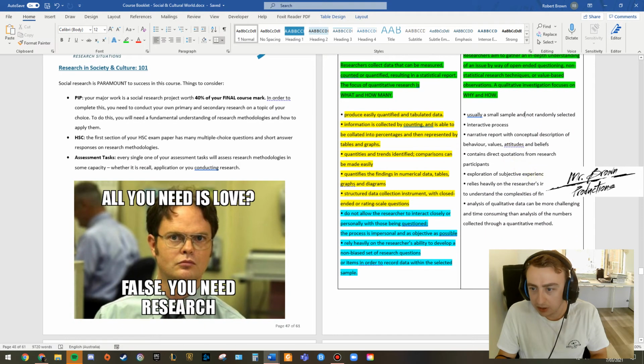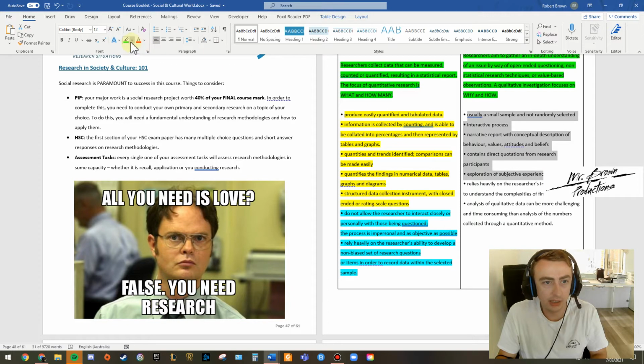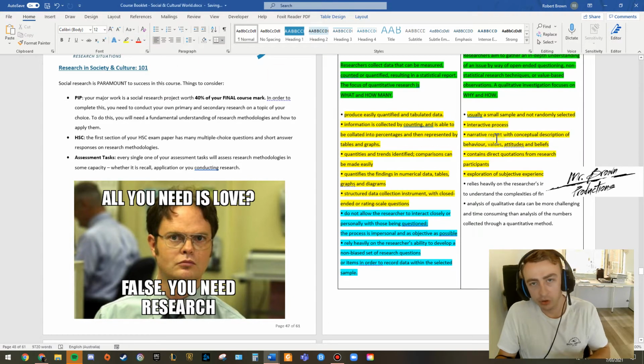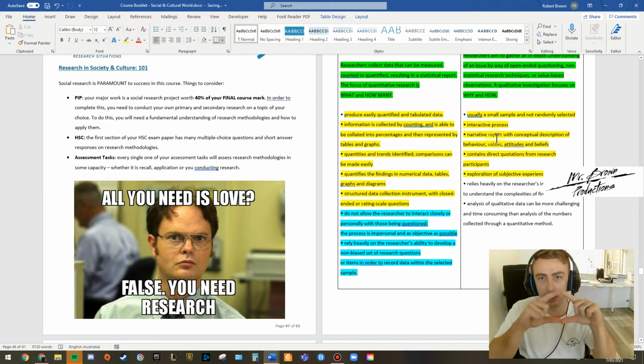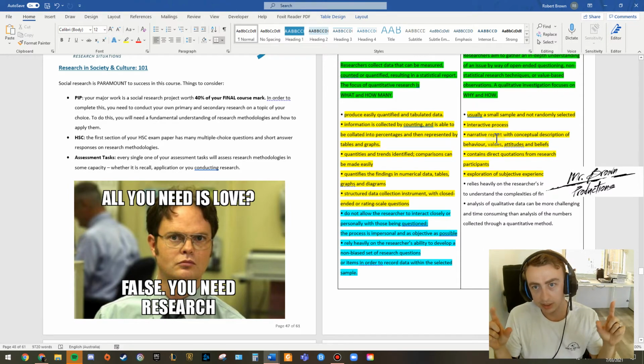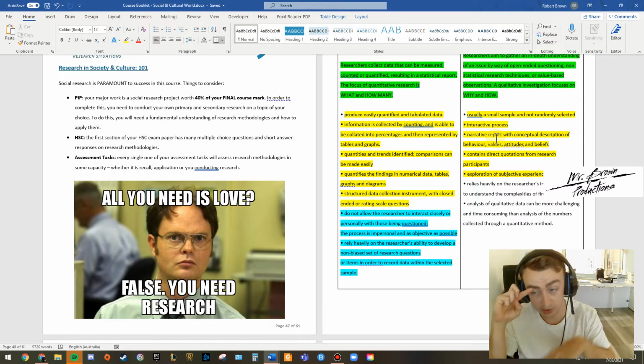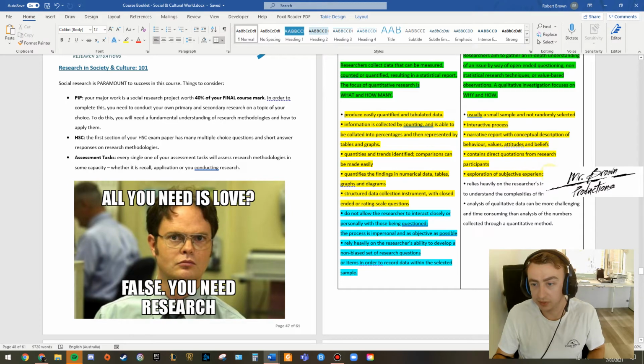qualitative. I'm now going to highlight the strengths of qualitative research in yellow. So on your second card, I want you to write qualitative, and then in brackets underneath it, you can write strengths. Okay, so these are the strengths, and I want you to get this on the back of that card.